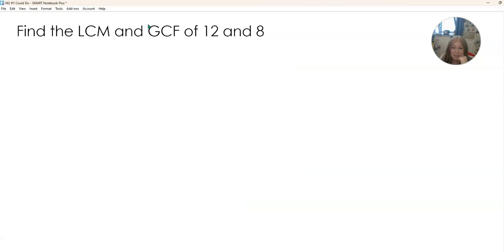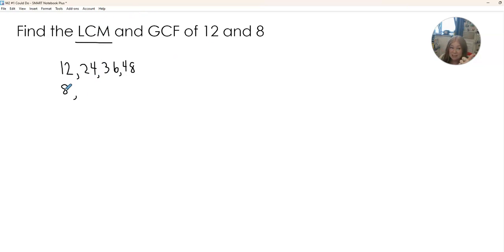So we're going to find the LCM and the GCF of 12 and 8. So we're going to start with the LCM. So we're going to list out our numbers 12 and 8, and we're just going to make a list of multiples. So we're going to start counting by 12. So 12, 24, 36, 48. We're going to stop right there, and we're going to start with the 8s, right? Multiples are more. We're multiplying.